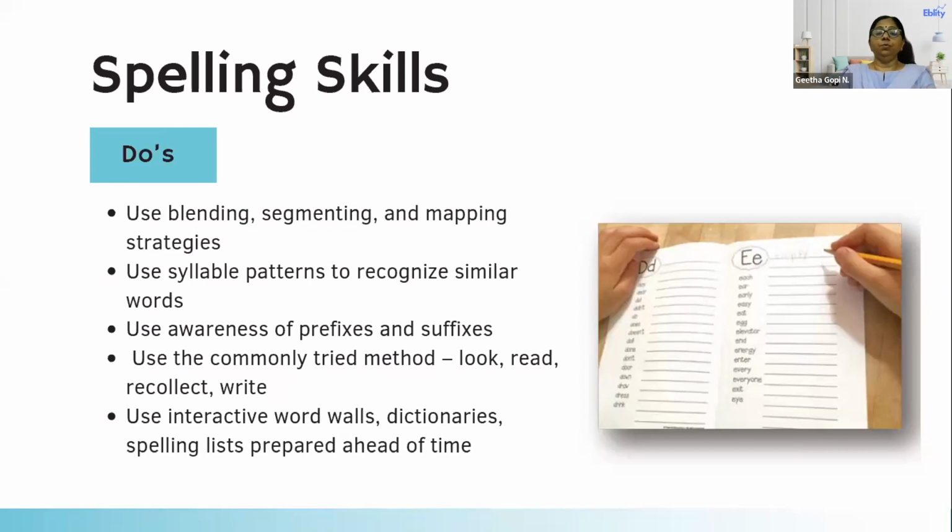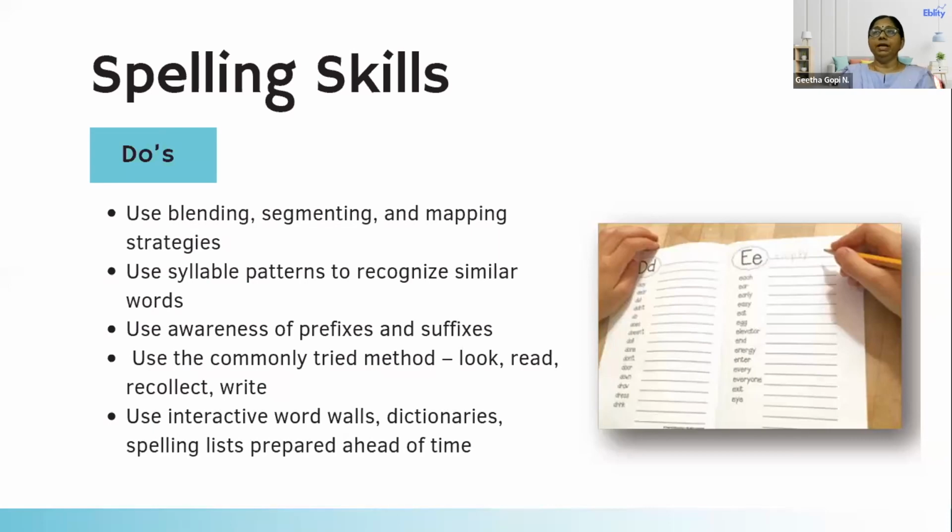Use interactive word walls or dictionaries or spelling lists prepared ahead of time. So if you look at the picture, you see some of those, especially the high frequency words, which are not necessarily phonetically decodable. I usually have little dictionaries like this with the sight words. So especially if they are asked to write a word or a sentence, and they do not know how to spell or are unsure about the spelling, if you have word walls or dictionaries like these, ask them to refer to that and then write, rather than you, as a teacher, giving the spelling away.